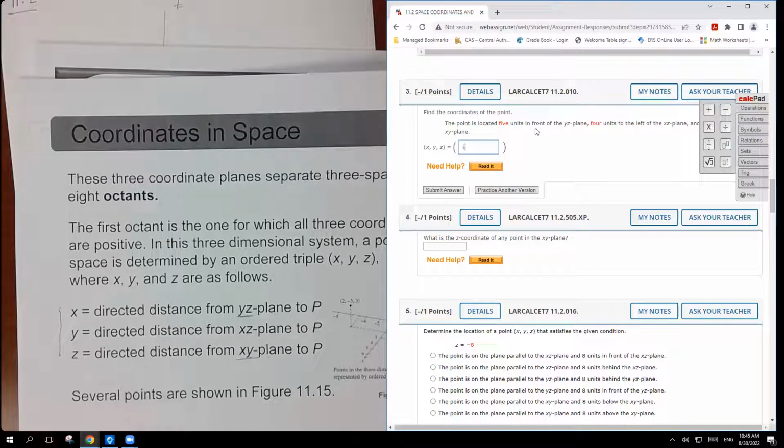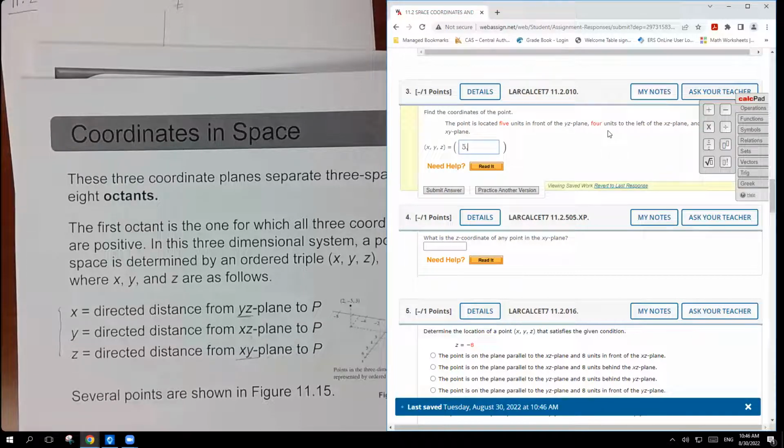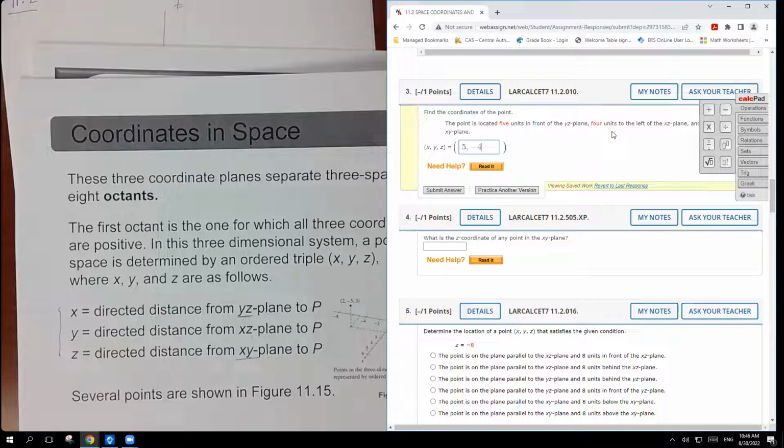4 units. Now the second one, 4 units. The first one is actually 5. Yeah, good. So the first one is 5. The second one, 4 units to the left of the XZ plane. That would be Y. So Y, but be careful, left is negative. So -4.